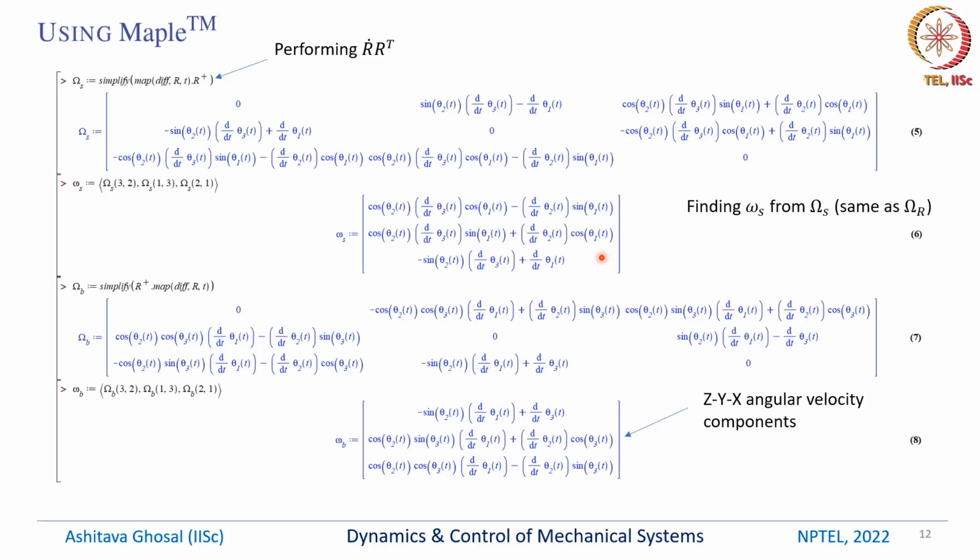The summary of this is we can start with a rotation matrix, which is nothing but rotations about z, y, and x. Then we differentiate this rotation matrix, type these commands, and we get the angular velocity of the body in either space fixed or body fixed angular velocities.